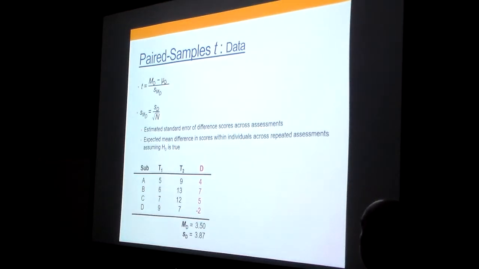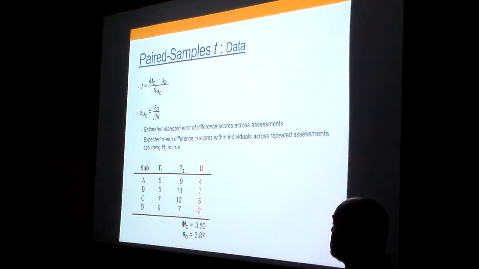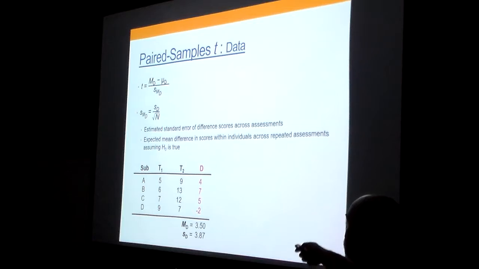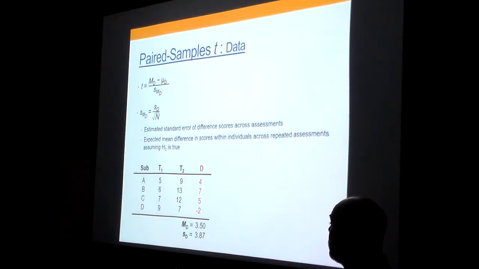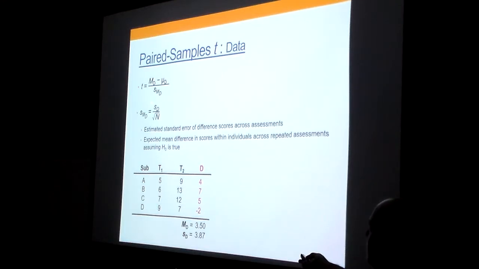Okay, so, paired sample test. Our t statistic for our paired sample t is going to be the mean of our difference scores minus the mean under the null. What's the mean under the null? 0, so that cancels out. Over the standard error of the mean of the difference, which is just the standard deviation of the difference scores over the square root of n.